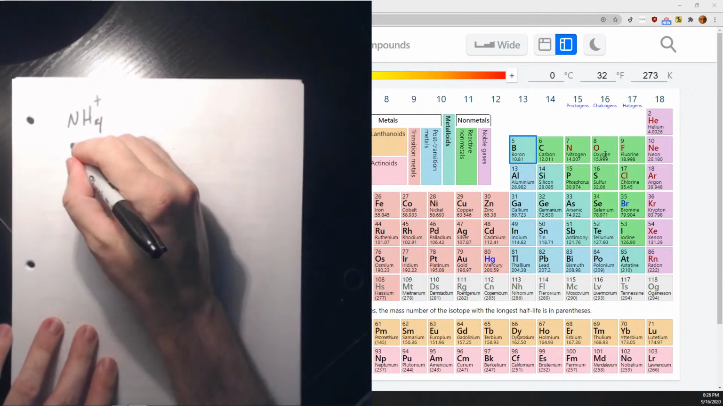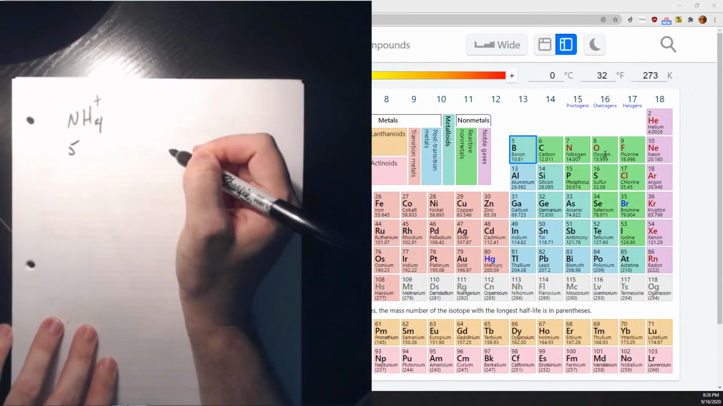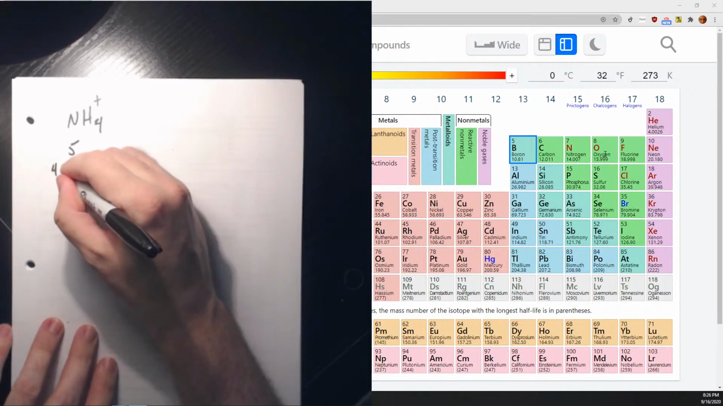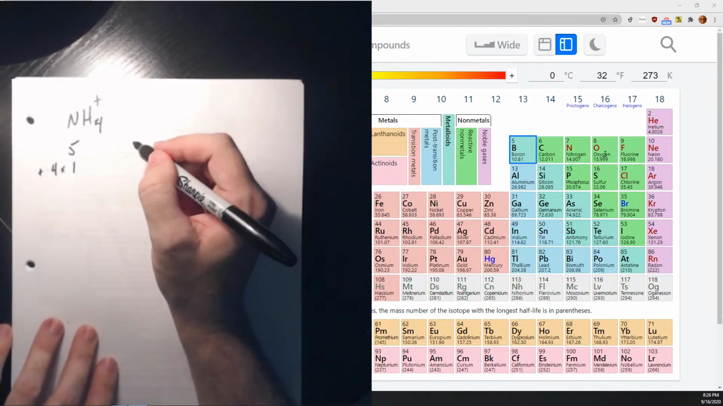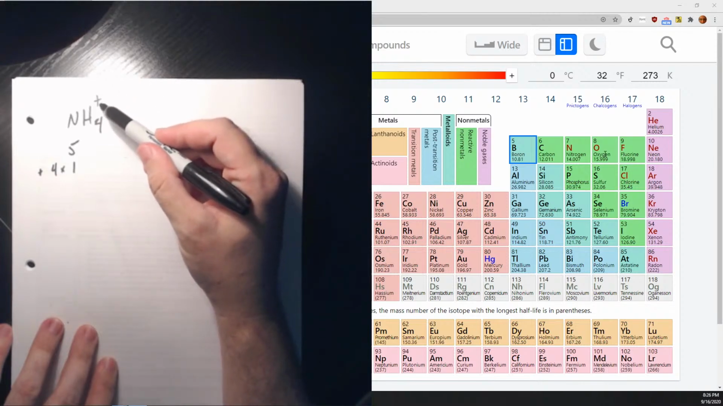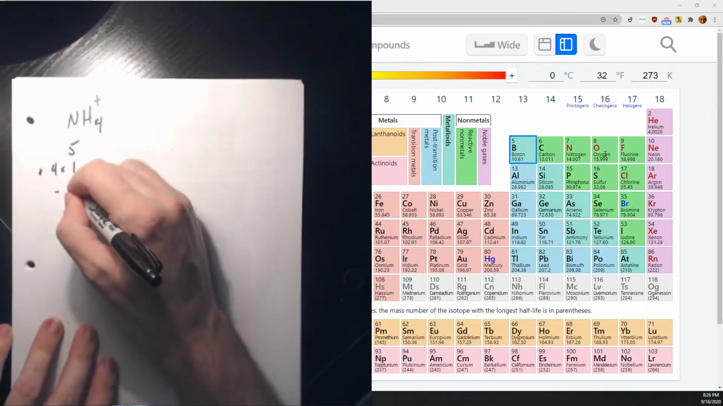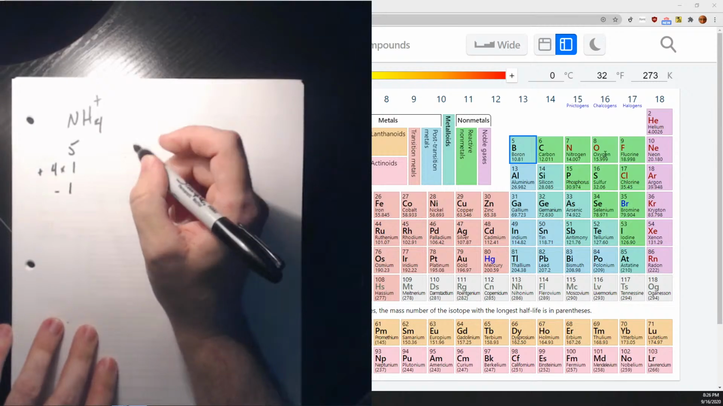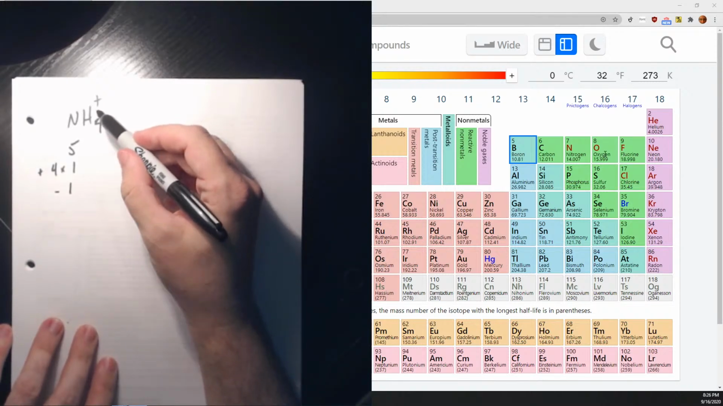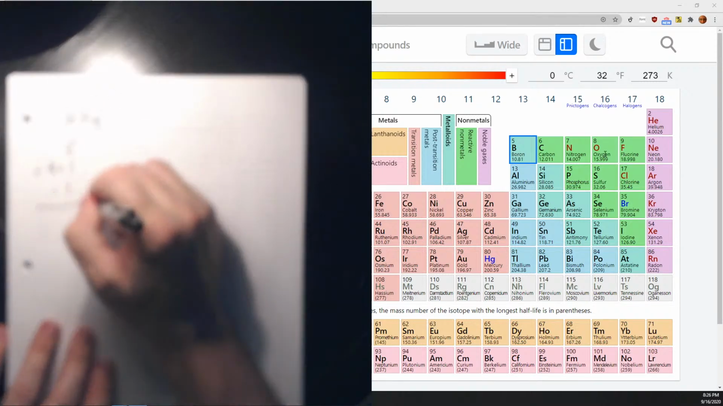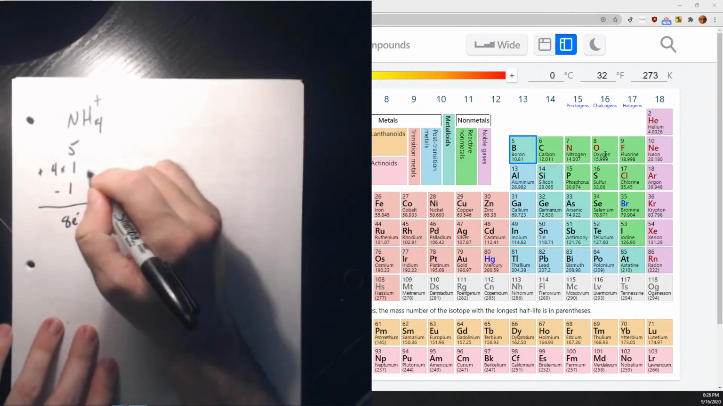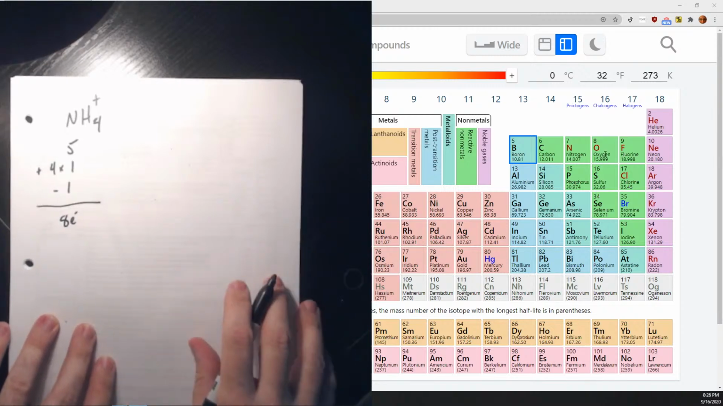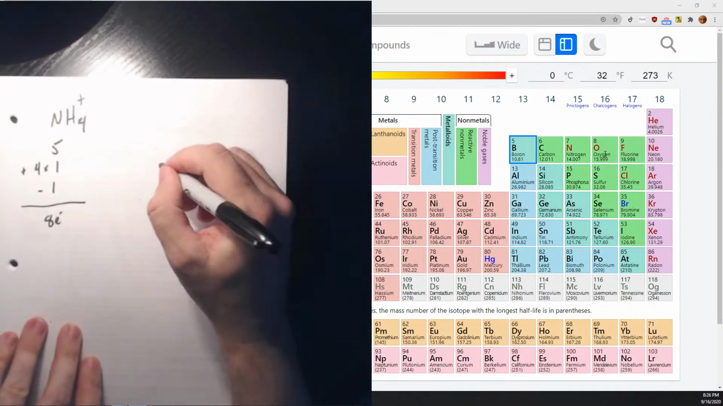So once again, nitrogen gives us 5 valence electrons. We have 4 hydrogens, each of which gives us 1. So we're adding 4. But then we have a positive 1 charge. So we subtract 1 for that, because that positive 1 charge means we've lost 1 electron somewhere. So 5 plus 4 is 9 minus 1. We have 8 electrons. So nitrogen, once again, goes in the middle.